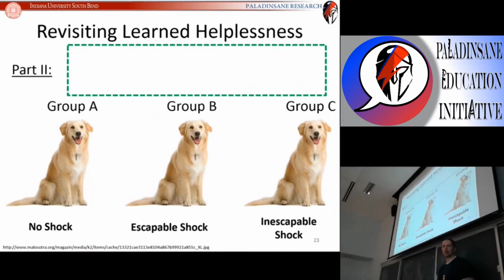And in part 2, what were the contingencies that the groups were under?